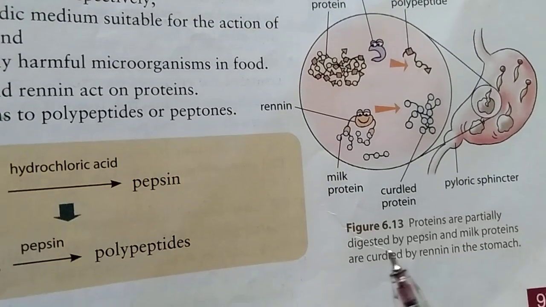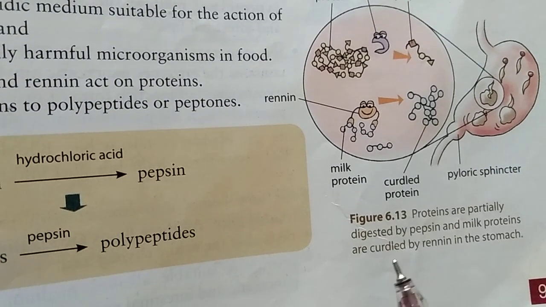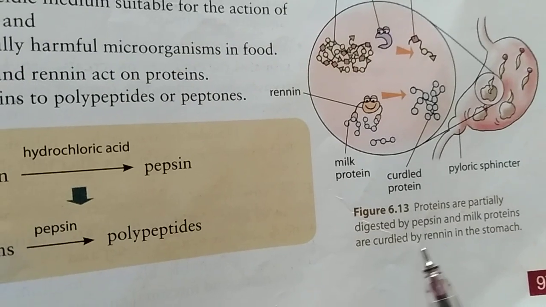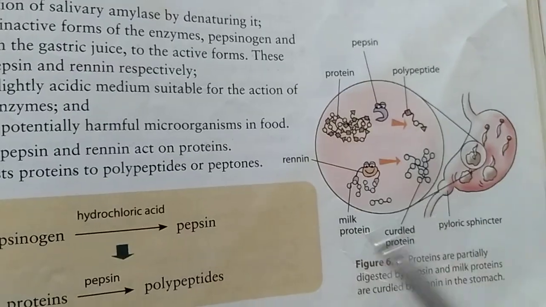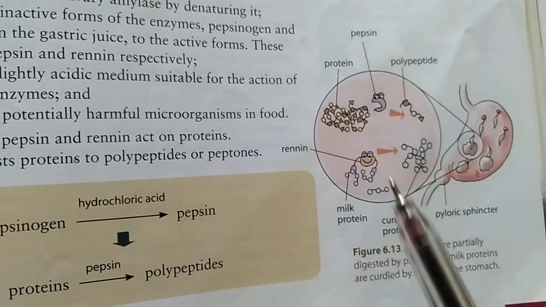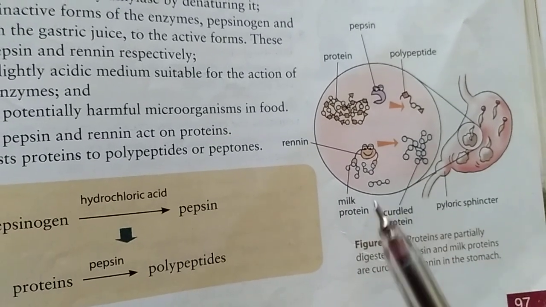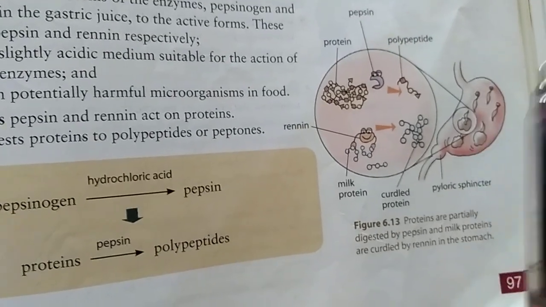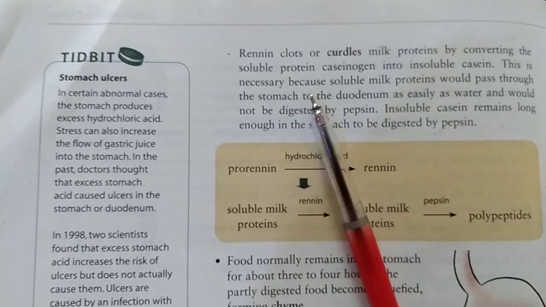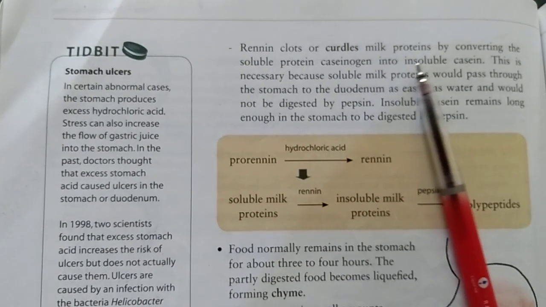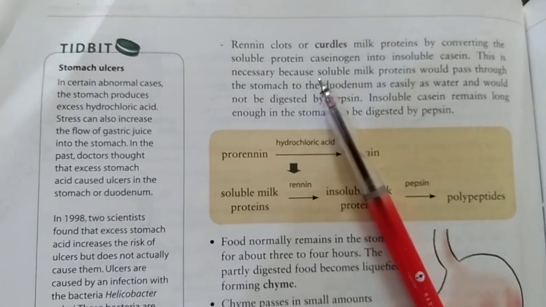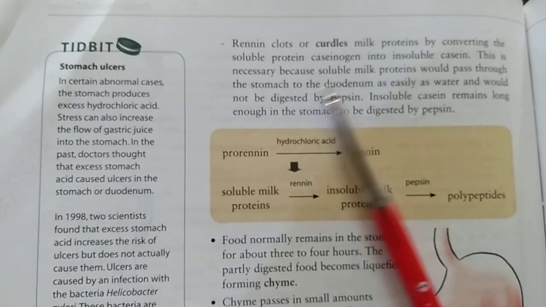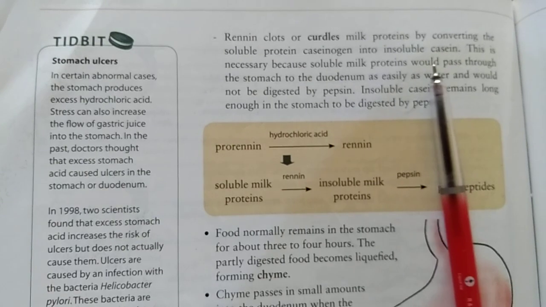Proteins are partially digested by pepsin, and milk proteins are curdled by renin in the stomach. Here look at the diagram of the stomach and its microscopic views. Renin clots milk protein by converting the soluble protein caseinogen into insoluble casein.